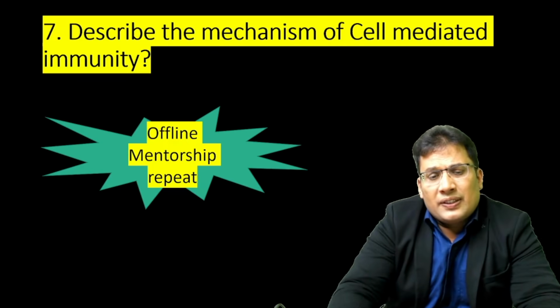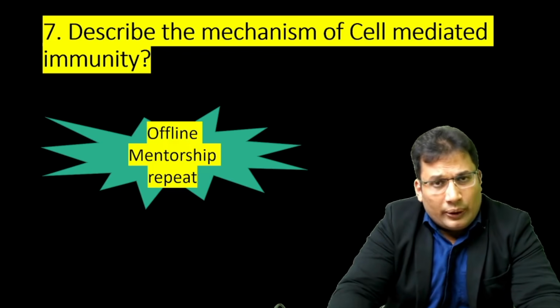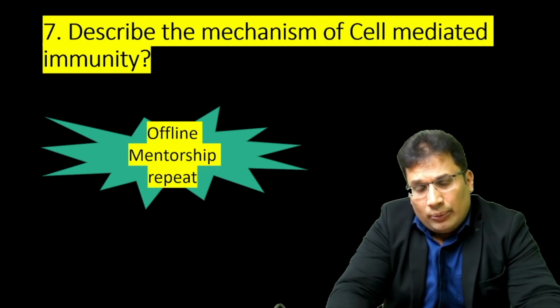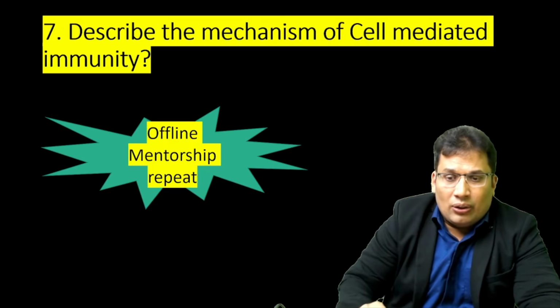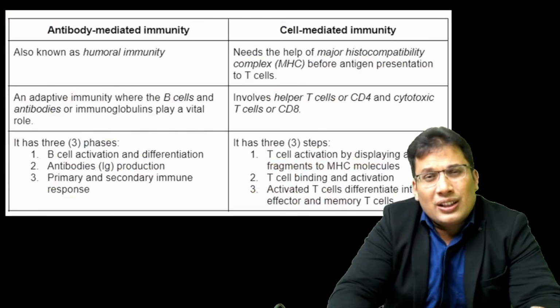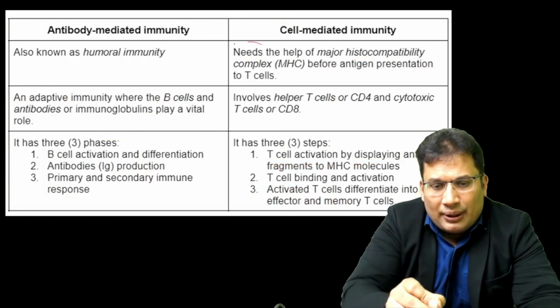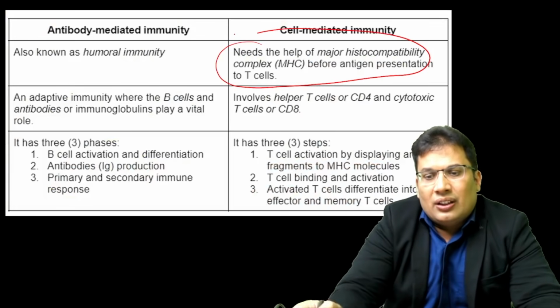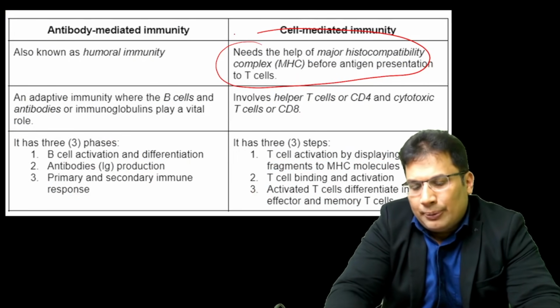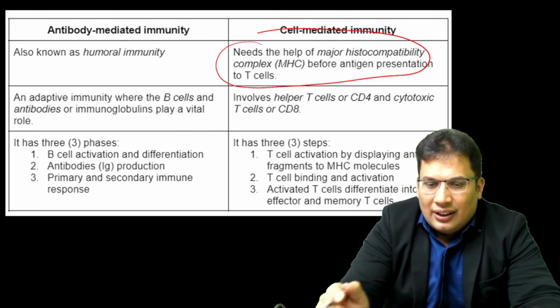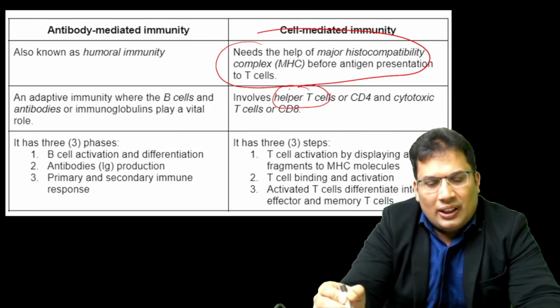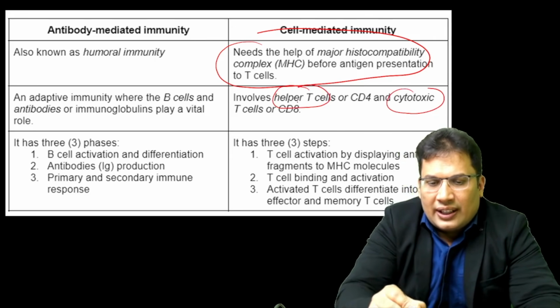Describe the mechanism of cell-mediated immunity. In immunity, there will be one question, either acquired immunity or cell-mediated immunity, and innate immunity and all. The question asked is cell-mediated immunity. It is caused by the cell. It needs MHC basically, the major histocompatibility complex, before antigen presentation to T cells. It involves helper T cells, known as CD4 cells, and cytotoxic cells, known as CD8 cells.